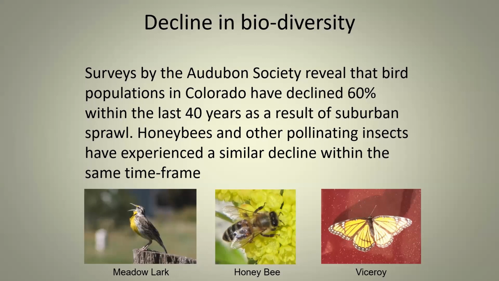Decline in biodiversity. Obviously, biodiversity is a global issue, and there is an enormous amount of species that are threatened by climate change and habitat loss and other issues across the entire globe. And a lot of scientists and concerned citizens are focused on how we can change that. The surveys by the Audubon Society revealed that bird populations in Colorado have declined 60% within the last 40 years as a result of suburban sprawl. Honeybees and other pollinating insects have experienced a similar decline within the same time frame.